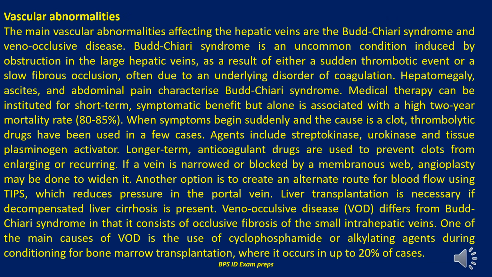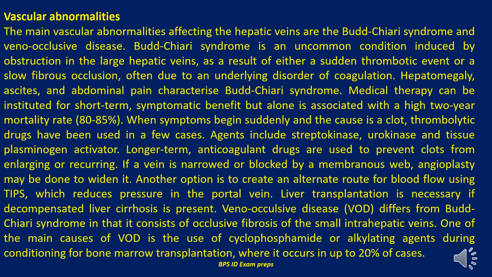Next we will discuss vascular abnormalities. The main vascular abnormalities affecting the hepatic veins are the Budd-Chiari syndrome and veno-occlusive disease. Budd-Chiari syndrome is an uncommon condition induced by obstruction in the large hepatic veins, as a result of either a sudden thrombotic event or a slow fibrous occlusion, often due to an underlying disorder of coagulation.